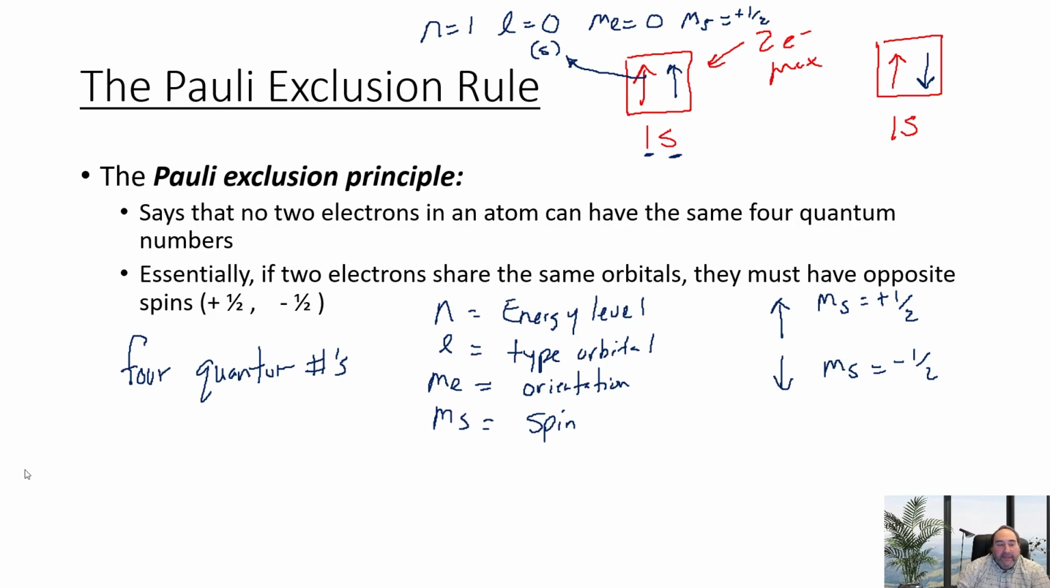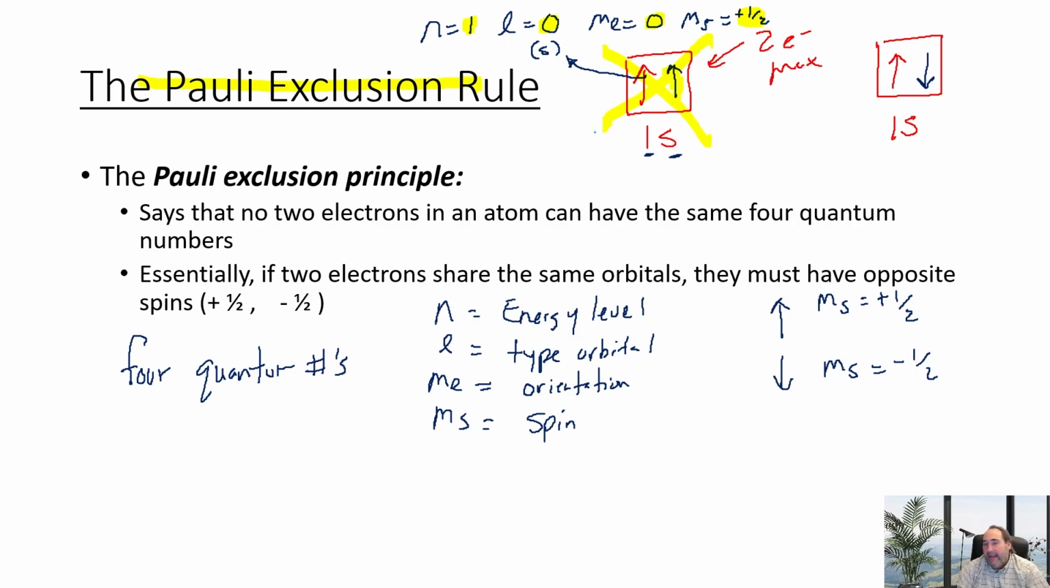Now, if I put the second electron pointing in exactly the same direction, it's going to have exactly the same four quantum numbers, which is a big violation of Pauli's exclusion rule. You can't have that. So how do we get around it? We need to put the second electron that goes into the box in the opposite direction. We cannot have it pointing in the same direction.